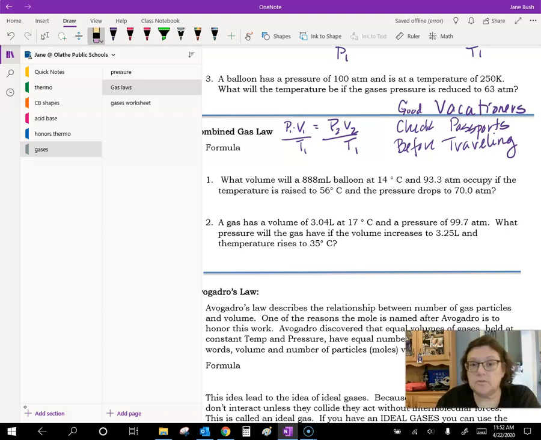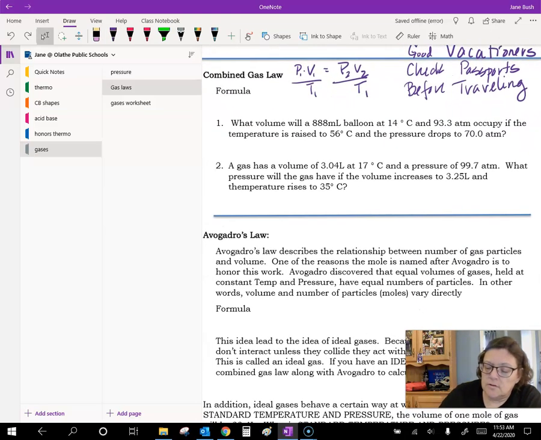So now, Charles' law, we're going to cover up the P for passport. And we get volume over temperature. That's Charles' law, volume over temperature. Good vacationers, for Gay-Lussac, you don't consider volume. Check passports, for Charles, we don't consider pressure. Before traveling, for Boyle's, we don't consider temperature. Okay, so that's one way that you can remember. If you can remember PV over T, that's one more way that you can remember which law is which.